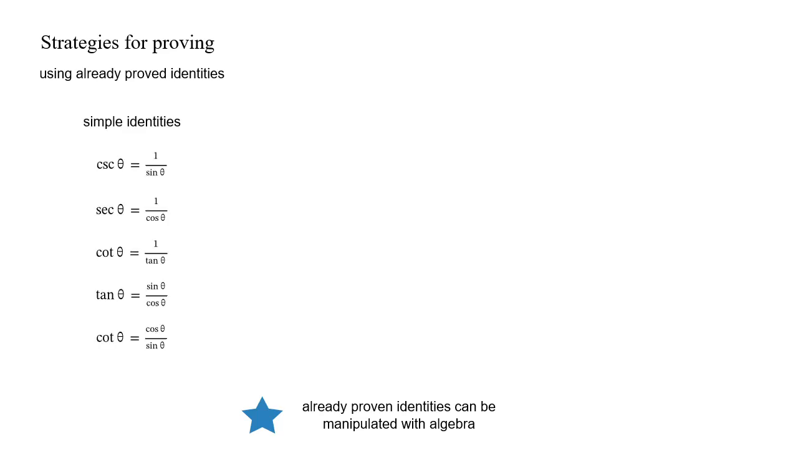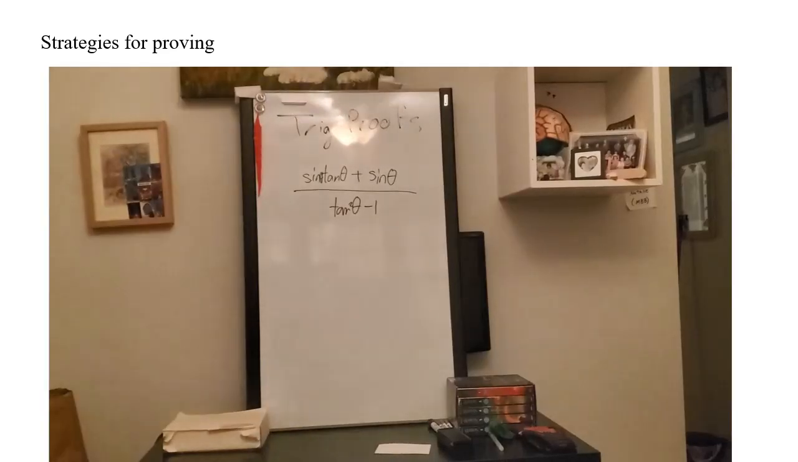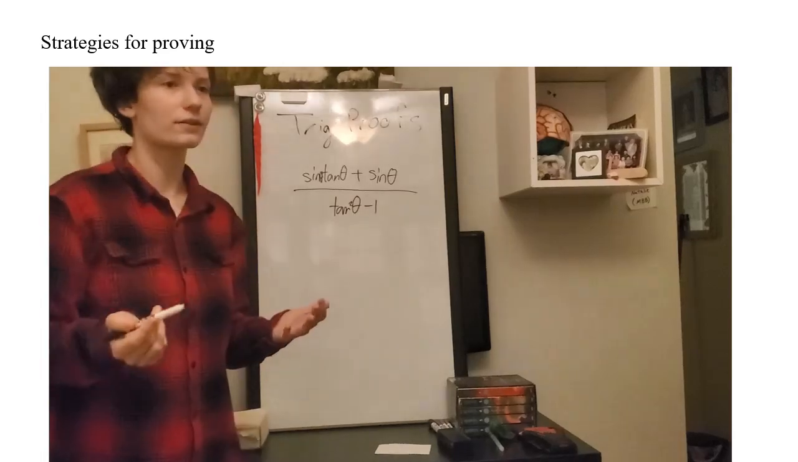One way we can manipulate our side of the equation is through using identities that have already been proven to swap out parts of our side of the equation. These can be simple identities like cosecant is equal to 1 divided by sine, or tangent is equal to sine divided by cosine, or more complicated ones such as the Pythagorean identities or double angle identities. Some other methods we may use are factoring.